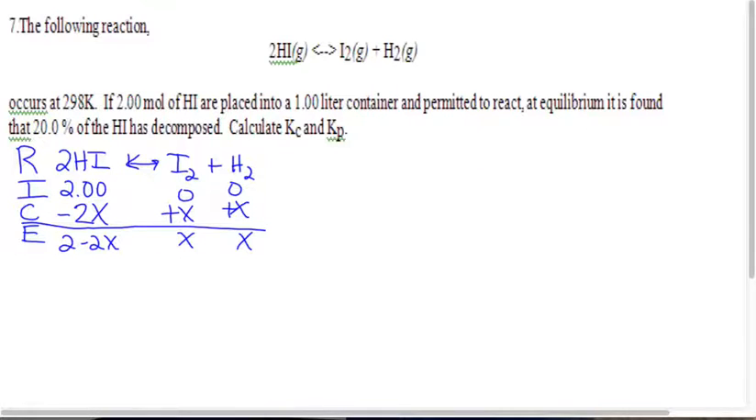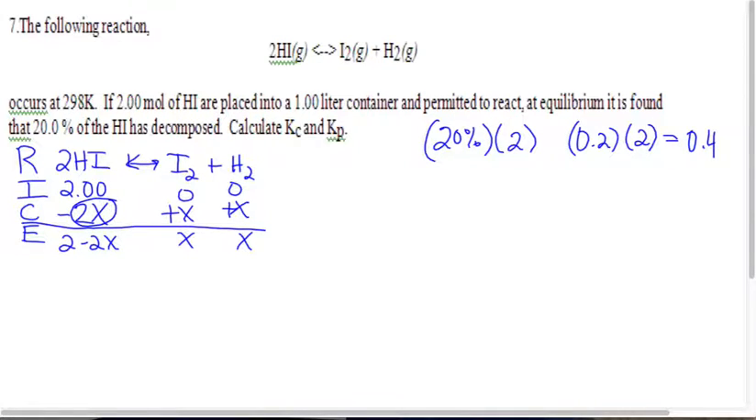So again, we need that extra hint, something that they're going to give us that's going to provide some information. It says 20% of the HI has decomposed. What does decompose mean? What did 20% do? Was used up. 20% of that HI shifted to the right. What on this table represents how much shifted to the right? 2x. This represents how much that HI lost. That HI lost 20%. So 20% of the original 2 is like saying what? 0.2 times 2. So what is 20% of 2?